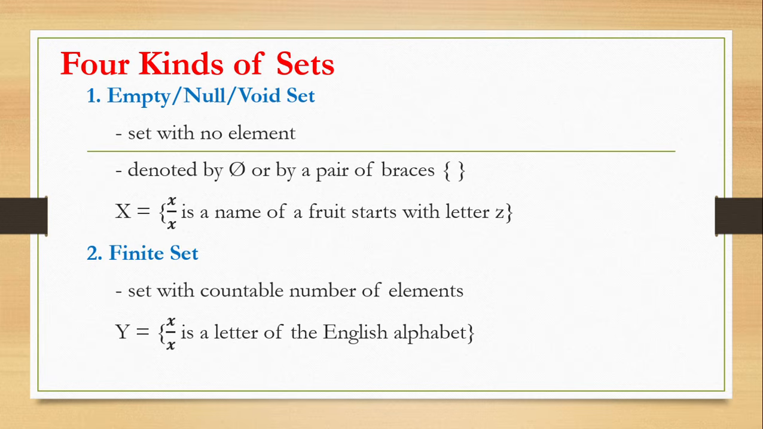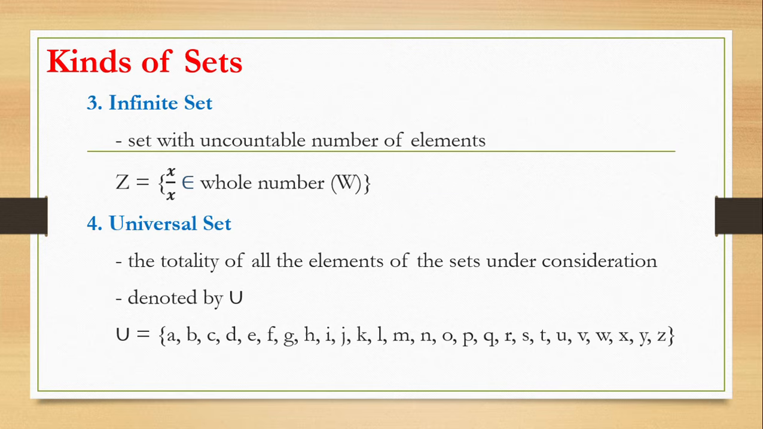Next, the finite set. A set with countable number of elements. So, x such that x is a letter of the English alphabet. While infinite, that is a set with uncountable, hindi mo kayang bilangin, number of elements. So, for example, x such that x is an element of whole numbers, which is W. Nire-represent kasi yan ng symbol W.